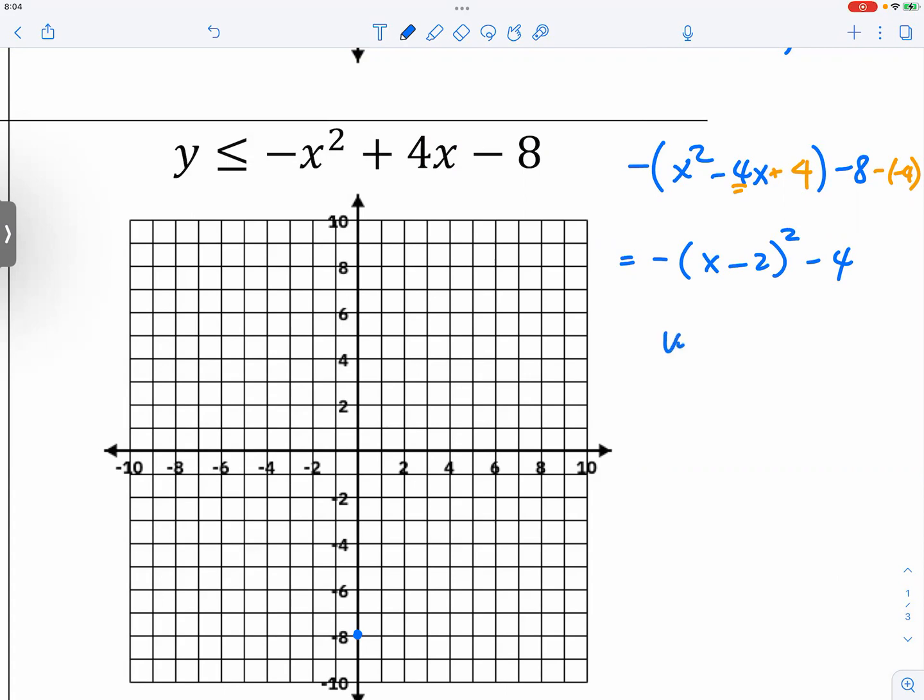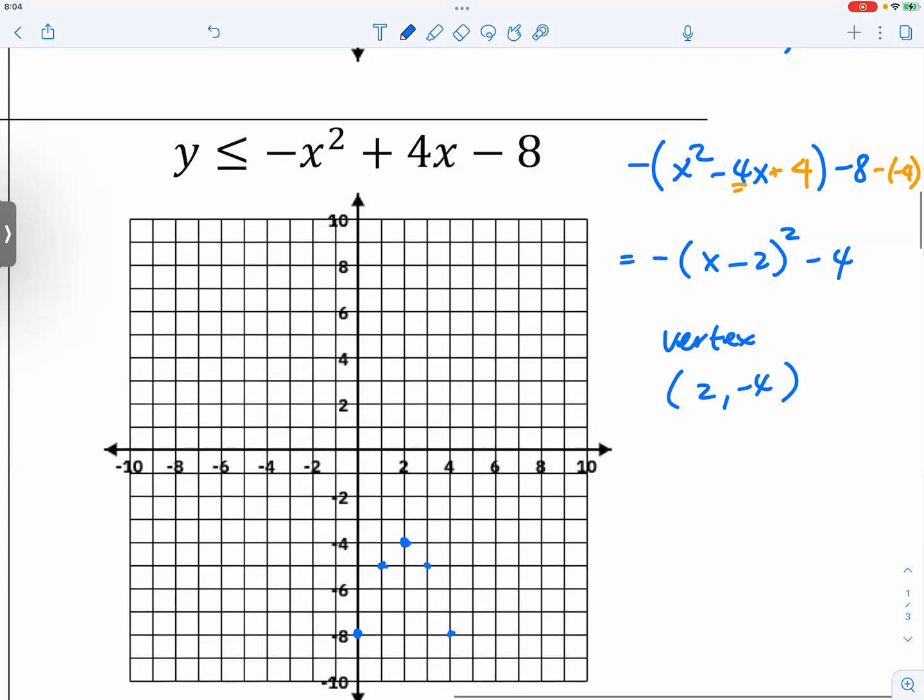And so that means your vertex is located where? +2 comma -4. So right here. Okay, +2 comma -4. And it is opening down. So you can use your 1, 3, 5 here, and you would go ahead and construct your graph. And since y is less than, we will shade the region below. Okay? You shade the region below.